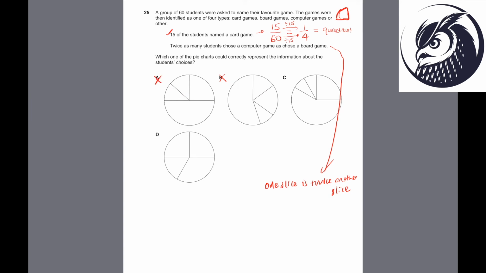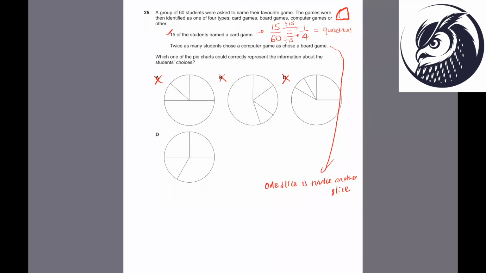Then we have a look at option C. Again, this is the small slice and this is the very big one, and you can see that this one is definitely way more than twice as big as that one. So again, can't be C.